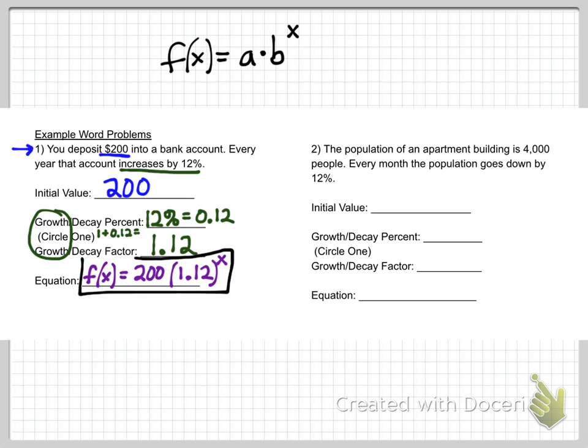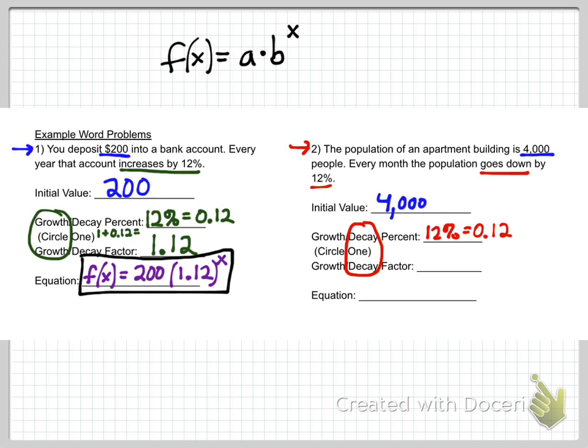Let's do the second one. The population of an apartment building is 4,000 people. Every month the population goes down by 12%. So that 4,000 is the initial value. That's what we're starting with. But because it says goes down, that's going to be an exponential decay. So the decay percentage is 12%, or 0.12.